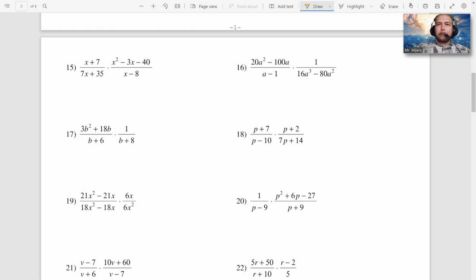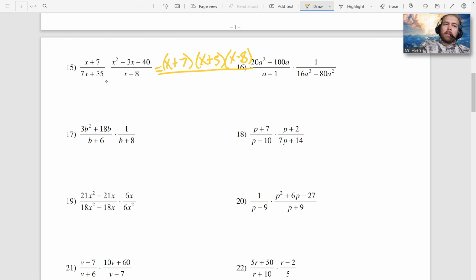But let's go ahead and factor. So on the top, we're going to have x plus 7 right here. Then right here, we need two things that multiply to 40, and they have to add or subtract, in this case subtract, to -3. So that would be 5 and 8. 5 times 8 is 40. We want to do positive 5, -8. Positive 5 times -8 is -40. Positive 5 minus 8 is -3. So positive 5, -8.